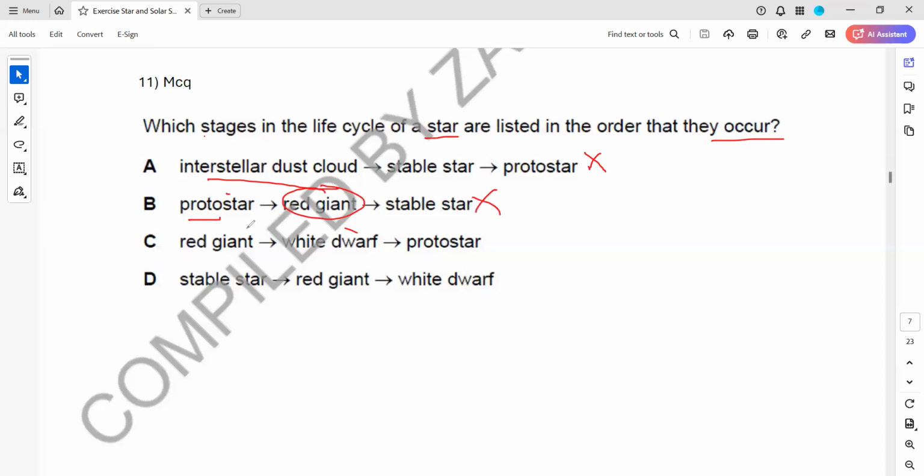It's written red giant, then it turns into a white dwarf, and white dwarf to a protostar. That is again wrong, because a red giant will turn into a planetary nebula and white dwarf, but the white dwarf does not turn into a protostar. So a stable star turns into a red giant, and then the red giant turns into a white dwarf. That's why D is the correct order of the stages of the star. And this is about the low mass star. If it was a high mass star, then from a stable star, it will become a supergiant, then supernova, which may lead to a black hole or a neutron star.